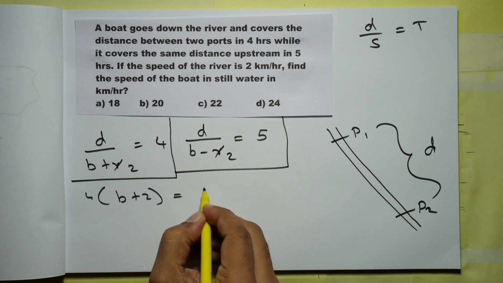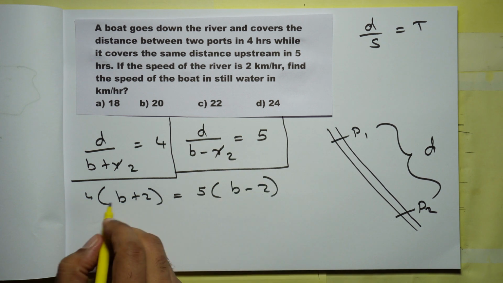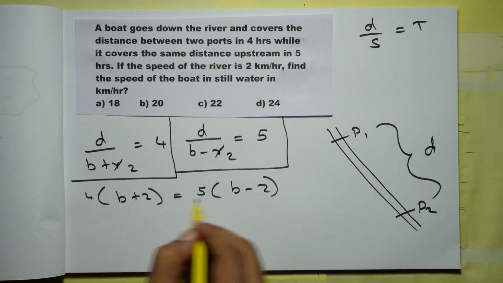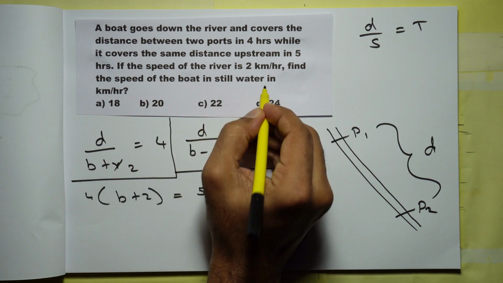Here d is equal to 5 into b minus 2. So you have just one equation and one unknown. B is the speed of the boat in still water, and that is what we need to find out. Find the speed of the boat in still water.